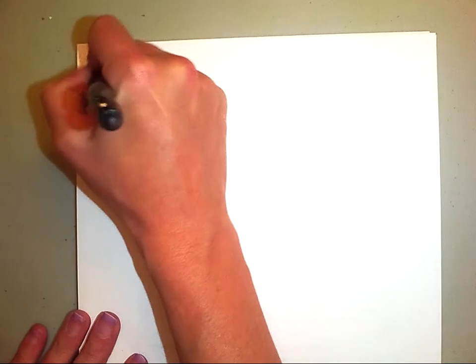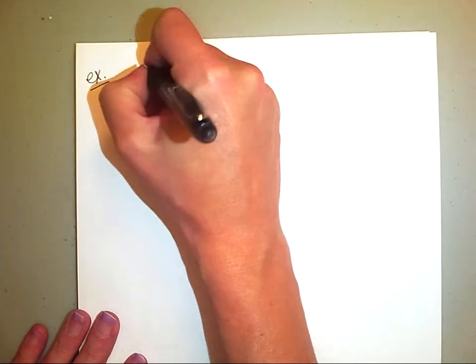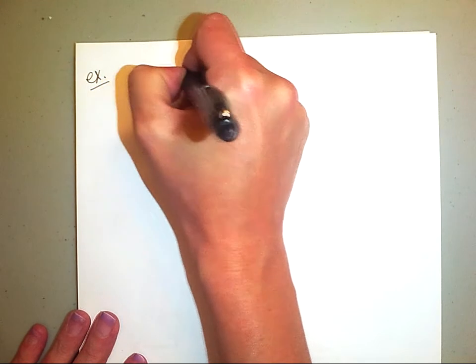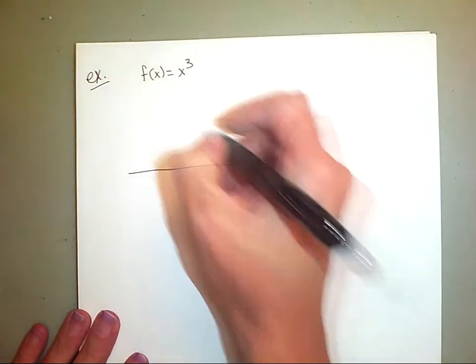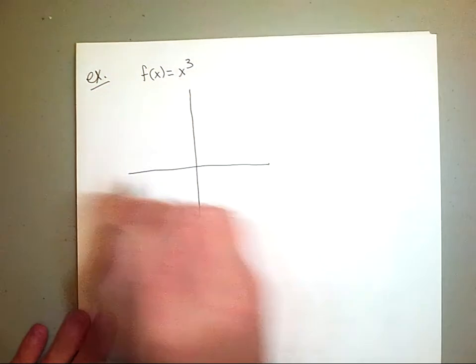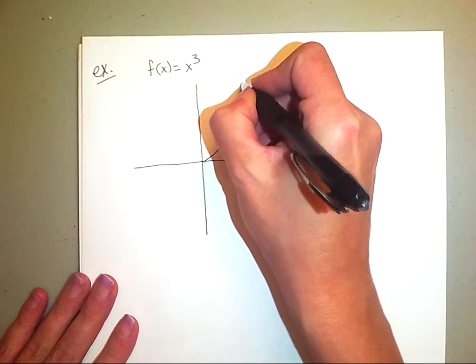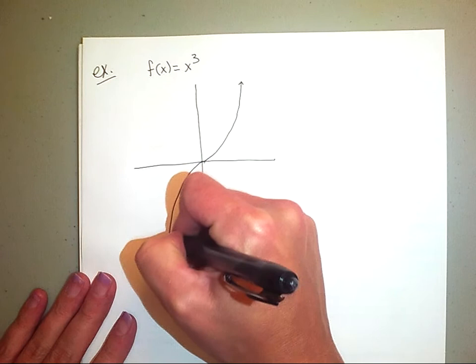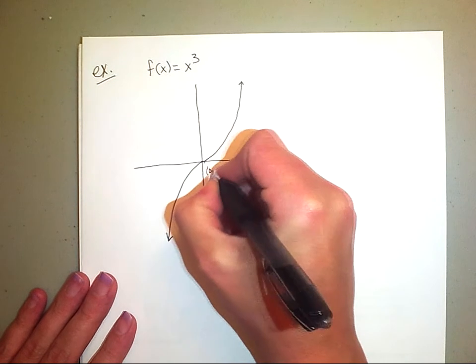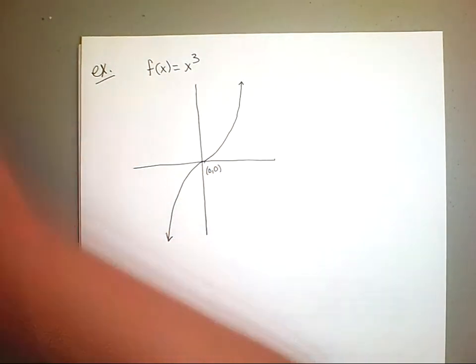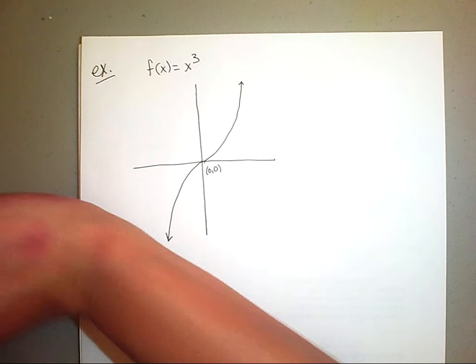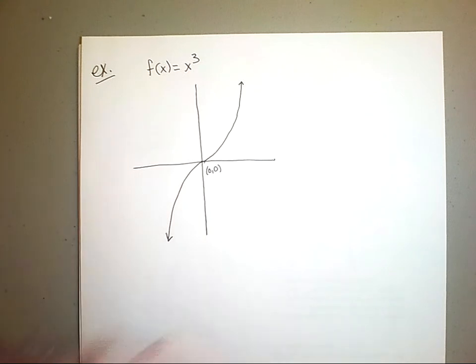Now it will happen differently if, say, our function looked like this. So again, let's work with f of x is equal to x cubed. It has the basic shape like this. This is 0, 0. This is f of x.